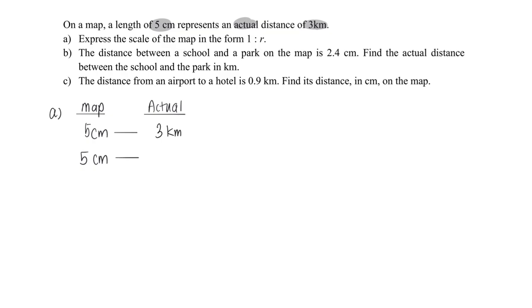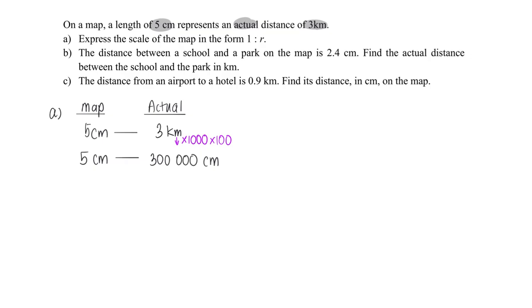Okay, so the first thing that we need to make sure though is that they have the same unit. So 3 km, you will then see Mr. Tan multiplying by 1000 to get meters, followed by 100 to get cm, and this will give me 300,000 cm.